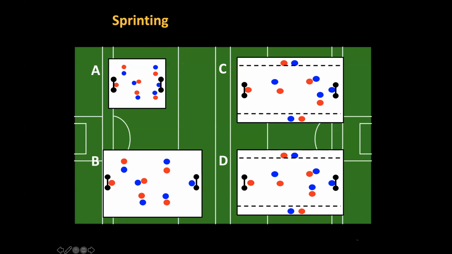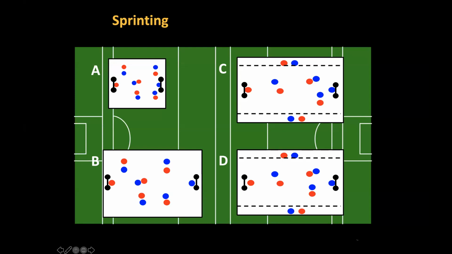Moving on to C, we play the same sort of scoring in the goals, but this time we reduce the numbers in play. So possibly after a set duration, these 4 players on the sideline come into play and 4 others leave. This will give more space to sprint into and get away from or chase their opponents.